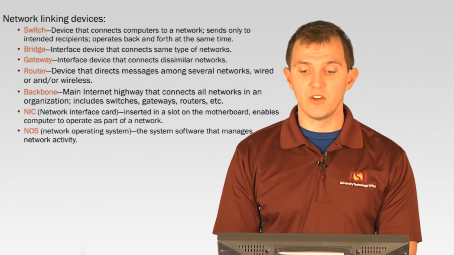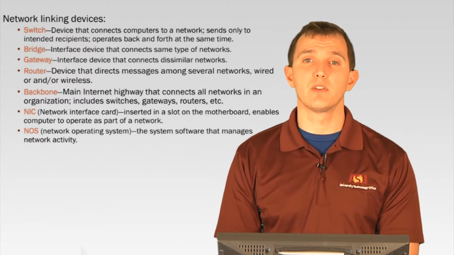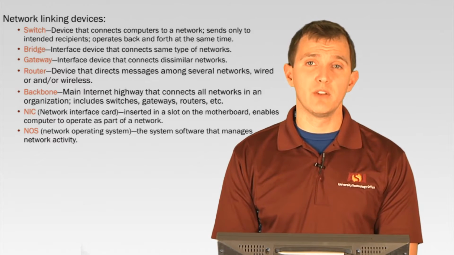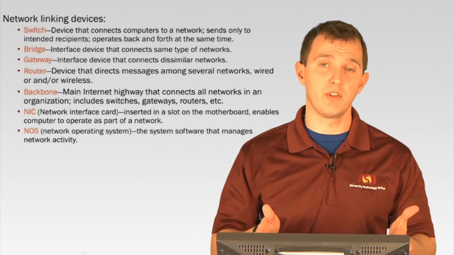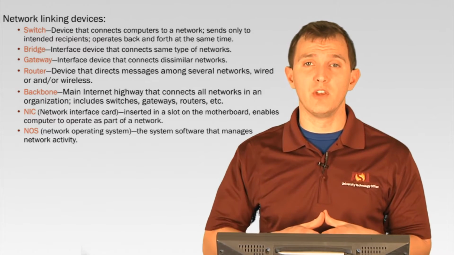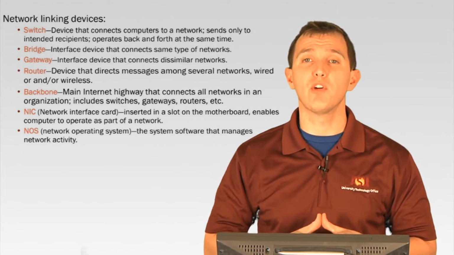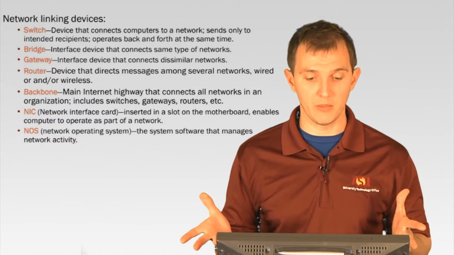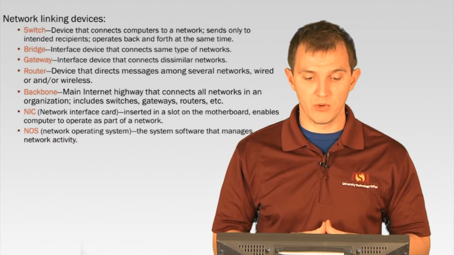A bridge is an interface device that connects the same type of networks in different places. An example would be we have a bridge here that connects our video conferencing system on the West Campus to the video conferencing system in TMP and the video conferencing system in Polytechnic. So what happens is the bridge places those calls and acts as the intermediary device between those networks that are actually on the different campuses. A gateway is a device that connects dissimilar networks.